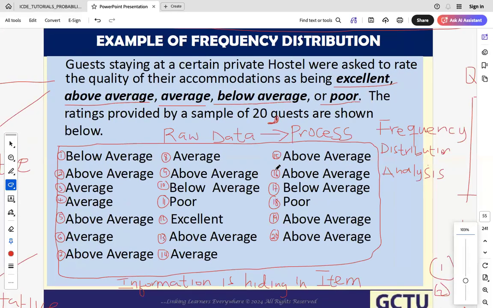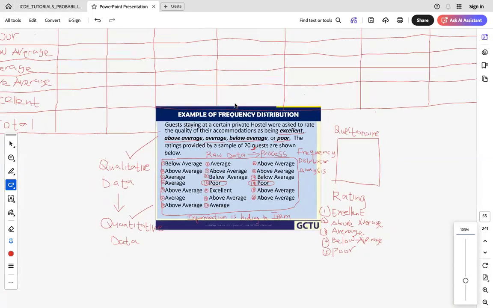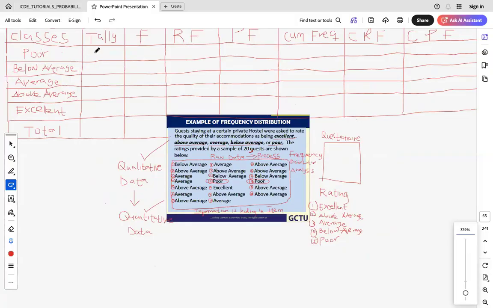So this is the data. If you scan through the data, I see poor here. So this is tally number 1, poor. And then this is tally number 2, poor. It means 2 people chose poor. So we go to our table and then we record. The tally is 1, 2. And when you change the tally to frequency, you have 2. 2 people chose poor.